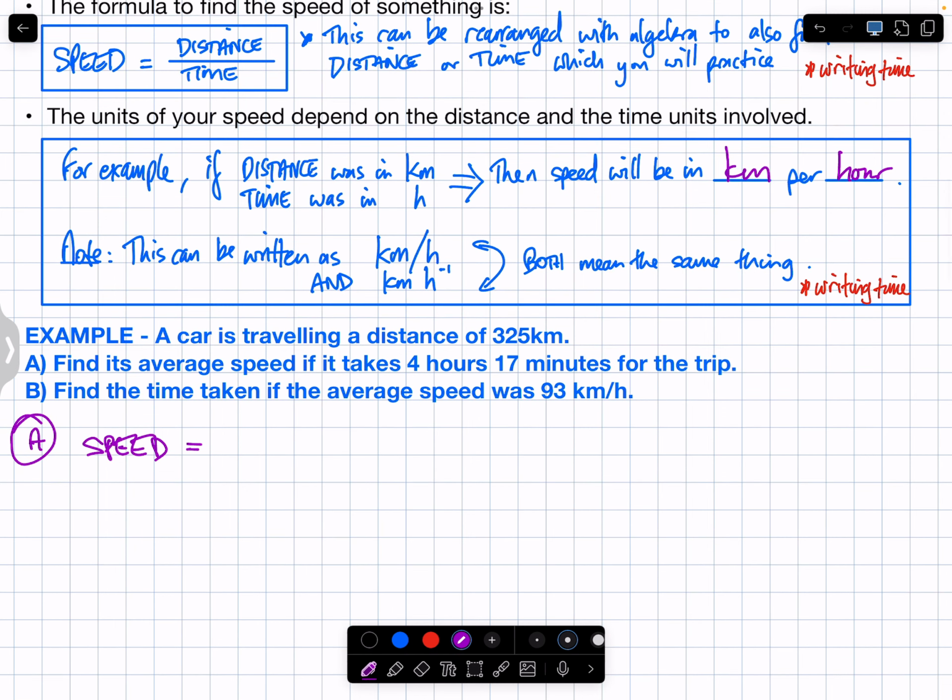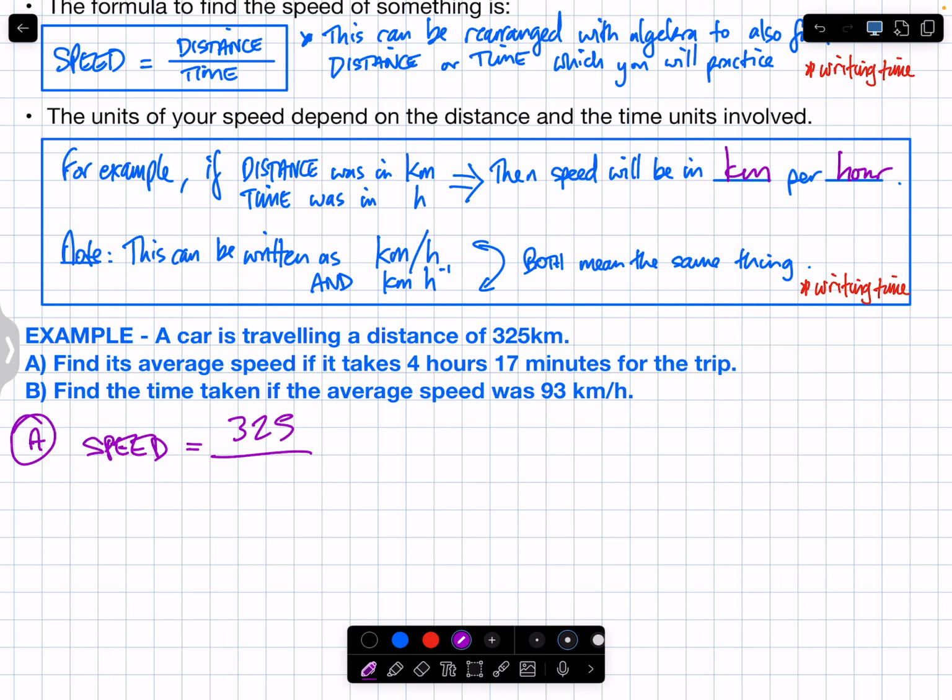All right, let's show you how to use this formula. A car is traveling 325 kilometers. Part A, find its average speed if it takes 4 hours, 17 minutes for the trip. What is the formula for speed? Speed is equal to distance. So how far is this car going according to the example? How many kilometers? 325 goes at the top. Over.